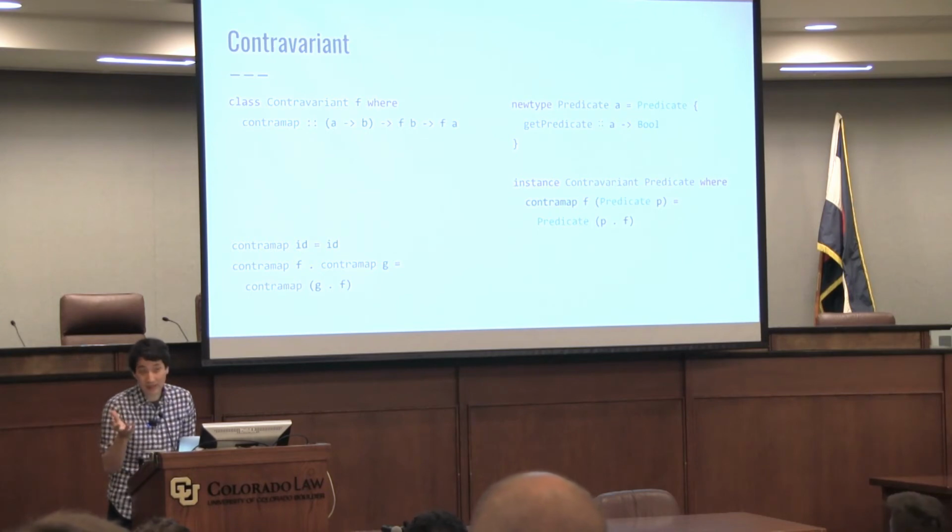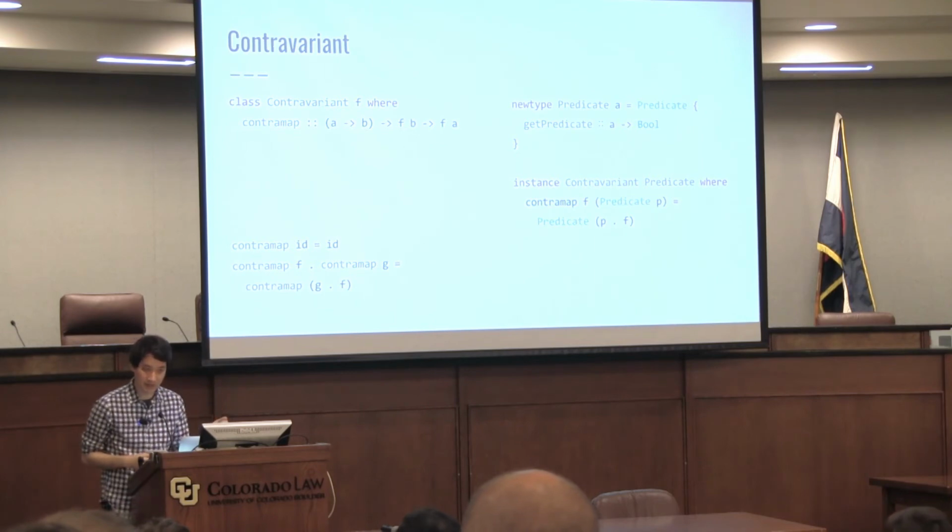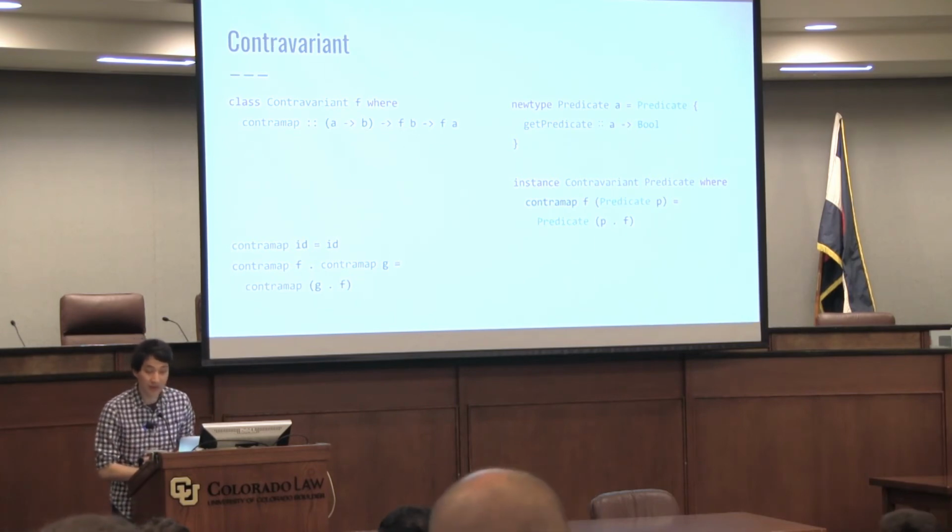Okay, so a predicate is contravariant. You can think of it as, you know you're going to end up with a bool, and you have to give it an A. But if you have a function that takes B's and returns A's, you could call that function on a B, get an A, and then feed it to the predicate. So that's how the contramap works here.